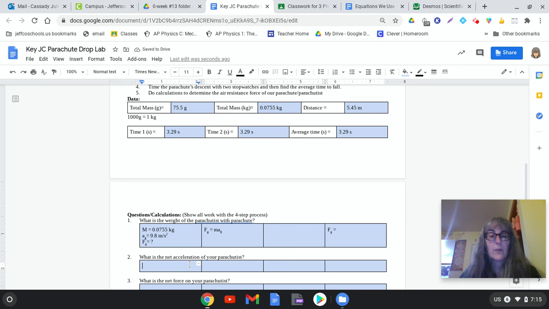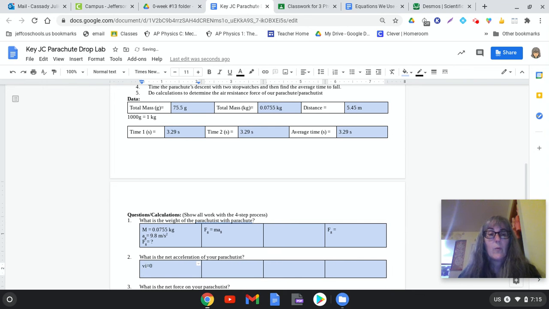To get the acceleration, we know that Einstein started from rest, because that's how I dropped him. We also know that the distance that he fell is equal to 5.45 meters. And we're going to use the average time, which is the same as all of our times, which is 3.29 seconds. We are looking for his actual acceleration that he had.